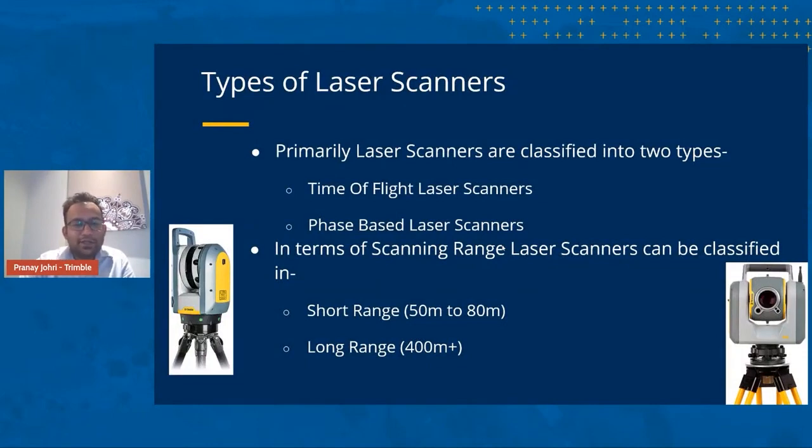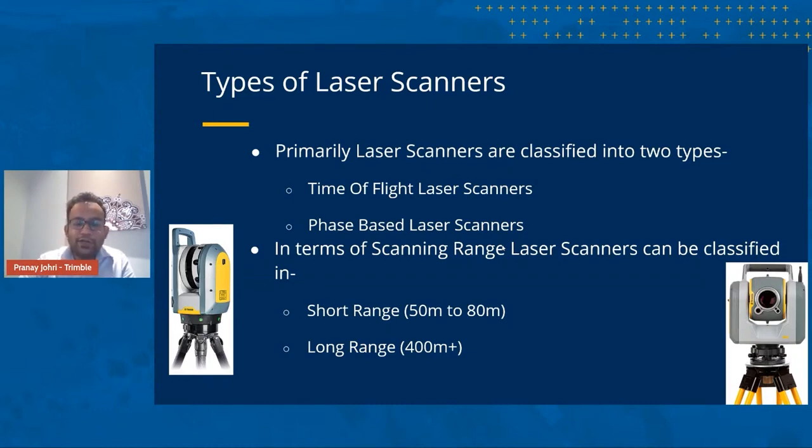There are two types of laser scanners. Either we can classify it based on the principle, or we can classify it based on the range. Generally, laser scanners are classified in two ranges: one is the short range, and another one is the long range. Short range can go from 50 meters to 80 meters, 150 meters with the newer technologies, and long range scanners generally can go from 350 meters all the way up to 6 kilometers of range.